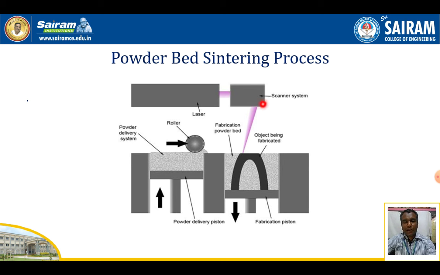One is the heat source to fuse the material, another is used to control the heat source, and the third is a mechanism to add the layers. These are the three major components. Here the heat source will be a thermal printhead, and laser and electron beams are used to melt and fuse the material together. In this powder bed sintering process, it does not require any support structures.